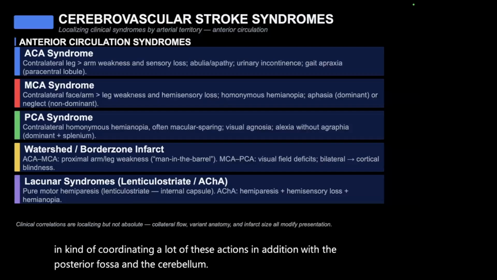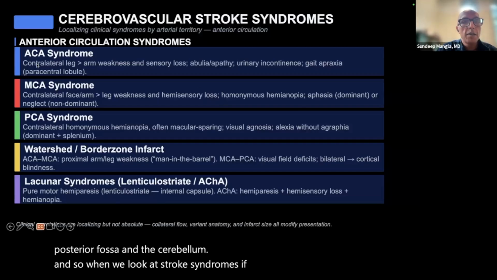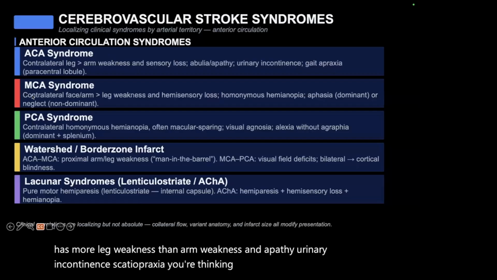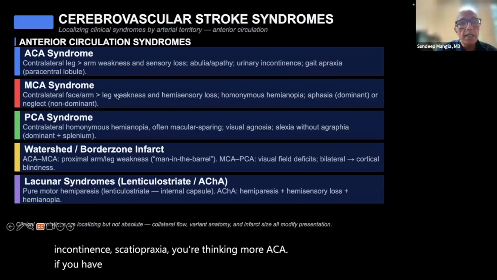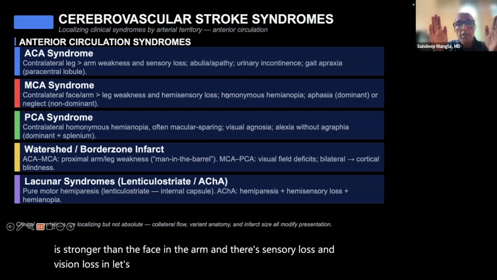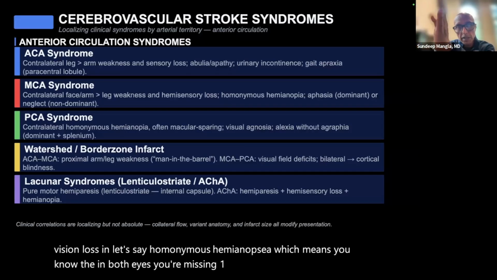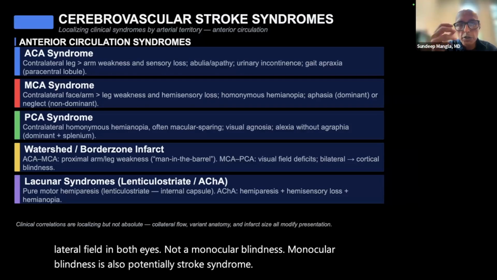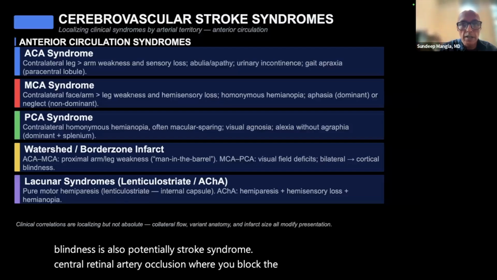And so when we look at stroke syndromes, if you see a patient that has more leg weakness than arm weakness, and apathy, urinary incontinence, gait apraxia, you're thinking more ACA. If you have more face and arm than the leg, in other words, the leg is stronger than the face and the arm, and there's sensory loss and vision loss, let's say homonymous hemianopsia, which means in both eyes you're missing one field, the lateral field in both eyes, not a monocular blindness. Monocular blindness is also potentially a stroke syndrome, central retinal artery occlusion, where you block the ophthalmic artery and the artery that goes to the retina.